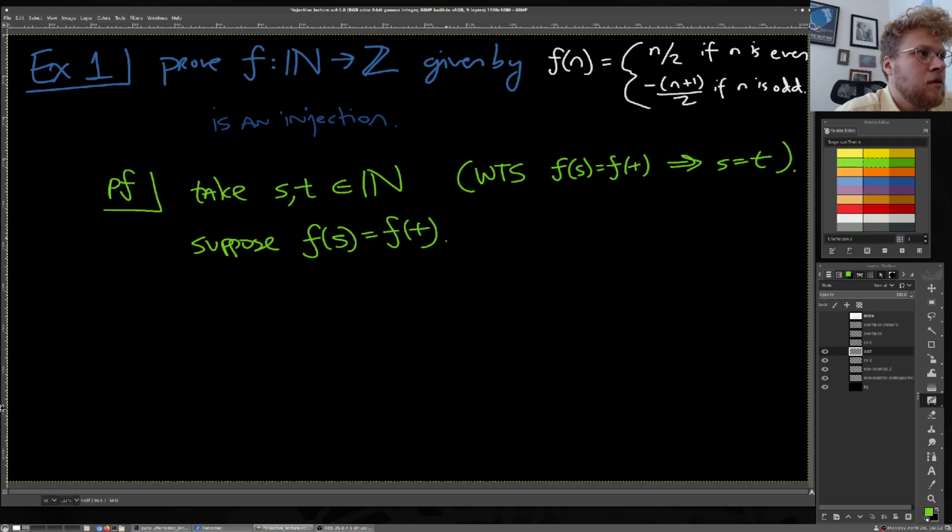So what's next? Well, it's a little weird because we don't exactly know what this function is supposed to do with S and T. It depends. Is S even? Is T even? Is S odd? Is T odd? What we'll have to do, you guessed it, is a case-by-case proof. We don't know anything. These are totally arbitrary. So we have to simply cover all the cases that could possibly happen.